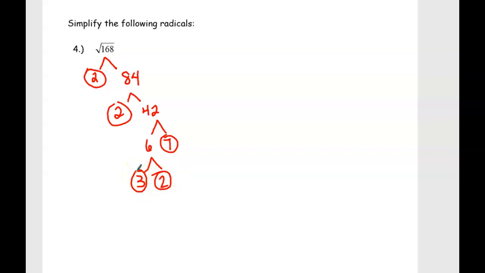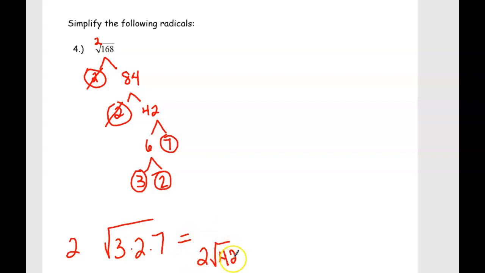And because our index is 2, remember, if there's nothing there, the index is 2, we're looking for doubles. So I've got double 2's. So I'm going to pull out a 2. And that would be it. So everything else stays inside as the radicand. 3 times 2 times 7. Okay, so when we multiply those out, we end up with 2 radical 42. There's our solution for the first one.